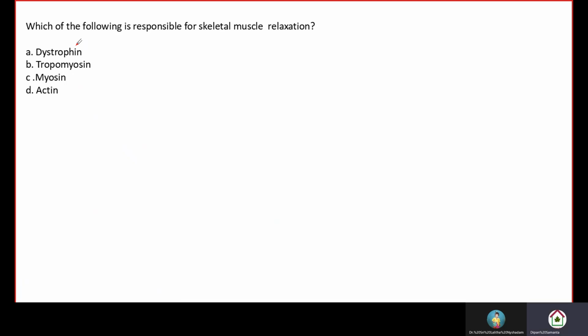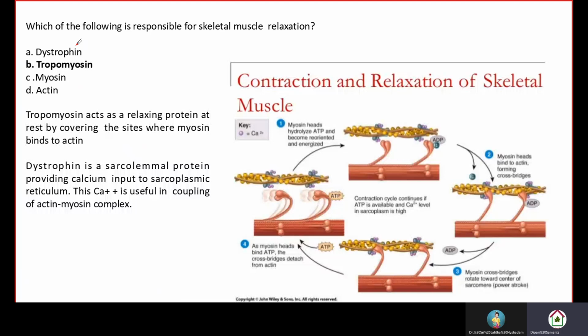Which of the following is responsible for skeletal muscle relaxation? Dystrophin, tropomyosin, myosin, actin. Which of the following is responsible? So the answer will be tropomyosin, right? So tropomyosin, what is its function? Its function is it acts as relaxing protein at rest by covering the sites where myosin binds to actin. And dystrophin is a sarcolemmal protein providing calcium input to sarcoplasmic reticulum. Calcium ion is useful in coupling the actin myosin complex.